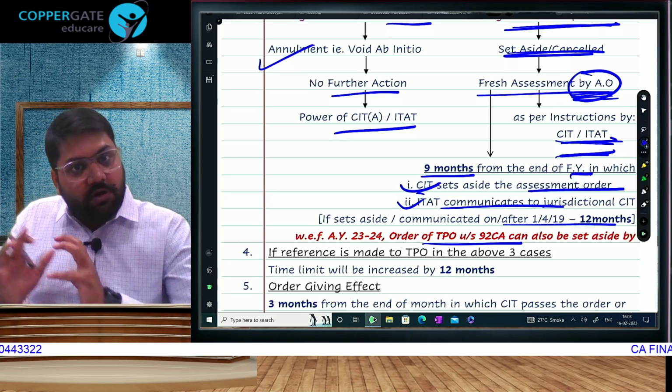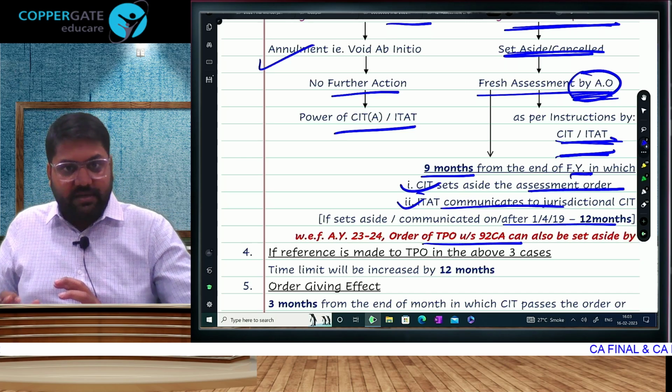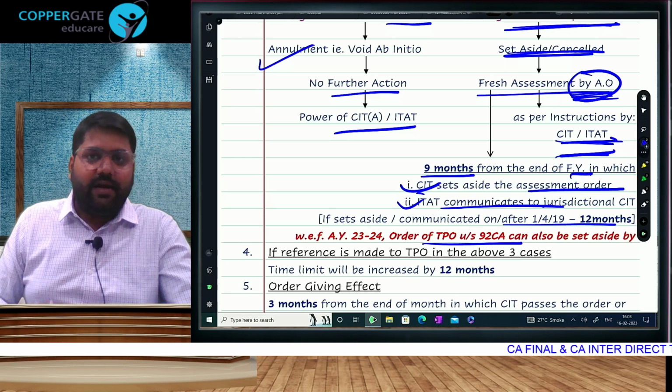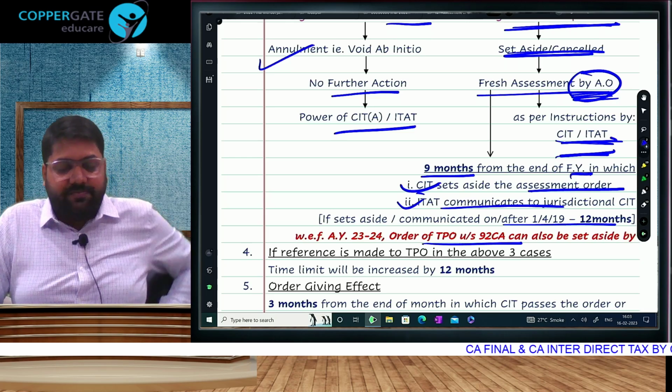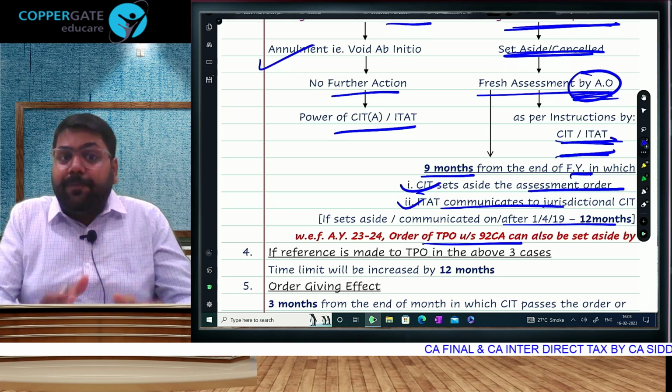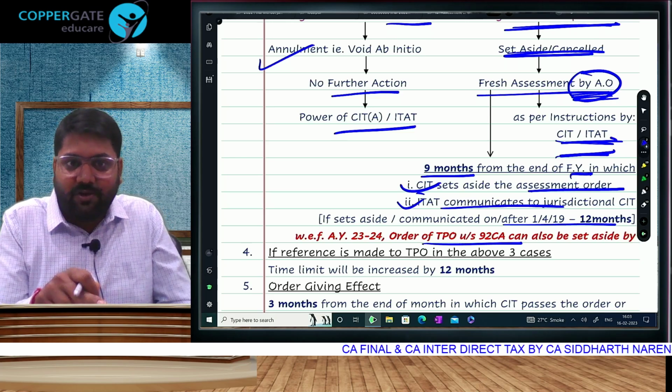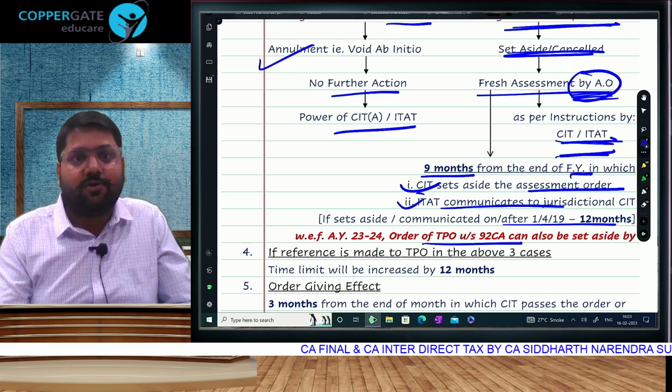So, till now, in order of assessing officer, it was possible to be set aside. AO will pass an order. CIT or ITAT will set aside, AO has to do fresh assessment. And now, TPO ka order will also be set aside. TPO will have to do fresh computation of ALP, and the assessment order accordingly also has to change.